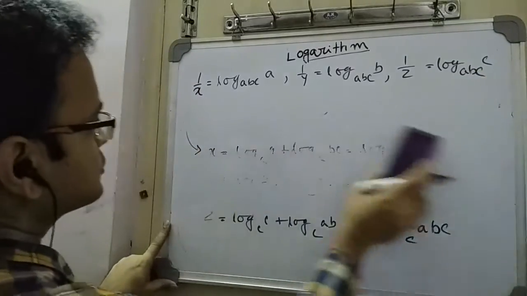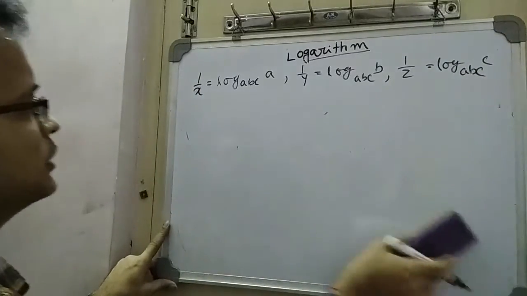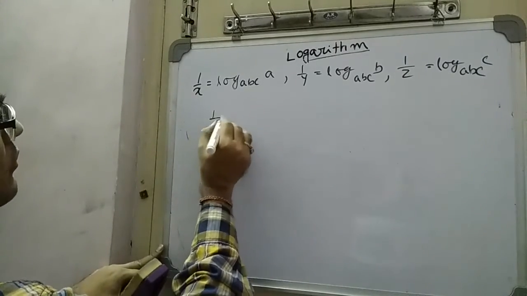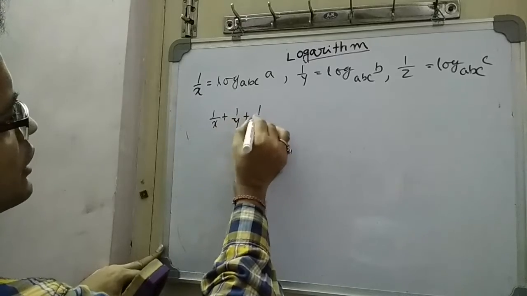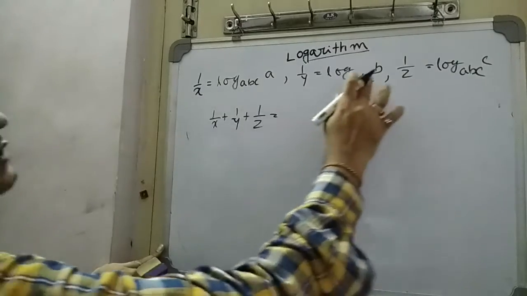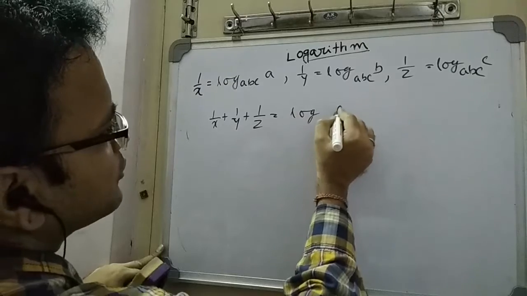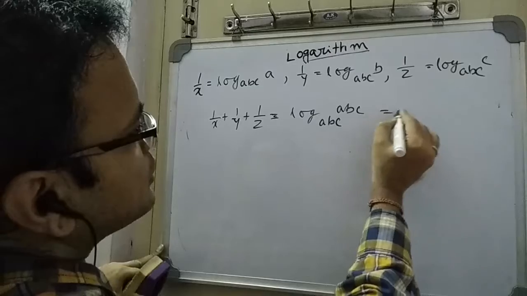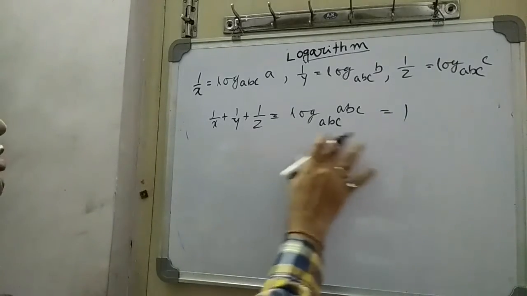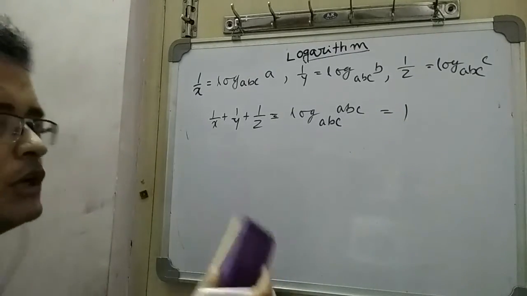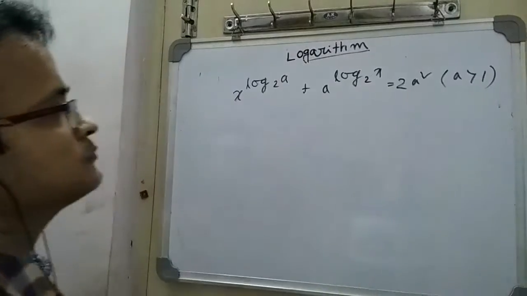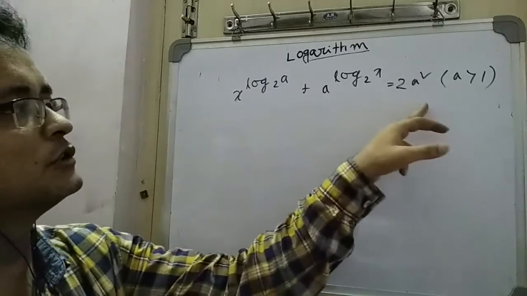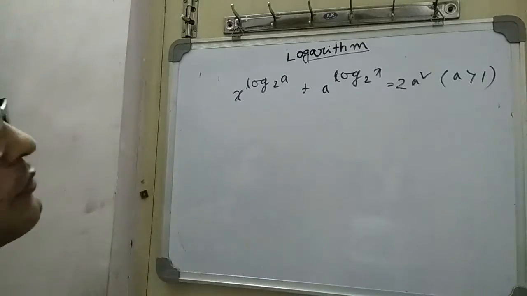Okay, I will erase this now, and see, as the base is the same, I can add or subtract anything, but addition is better because addition gives me log a plus b plus c equal to log abc, which is the same as the base. Okay, so the result is 1. So 1 by x plus 1 by y plus 1 by z equals 1. See, this is the equation from where you need to find the value of x.